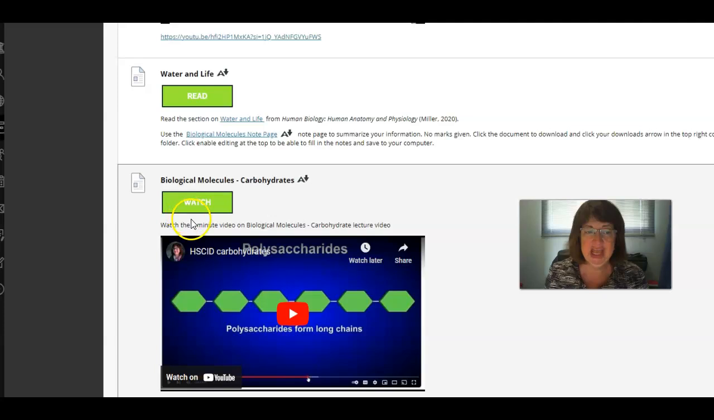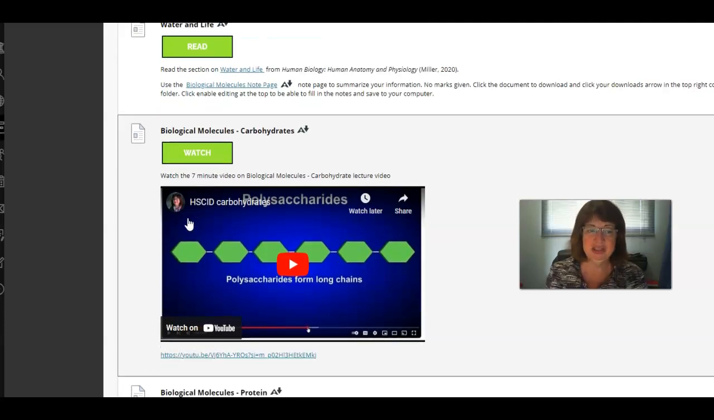Then next we're going to look at biological molecules. It's a little more detailed, but I've broken it down for you and given you the detail on it. When we look at biological molecules, I want you to know the structure that makes them unique, keeping in mind that with biological molecules, shape matters.